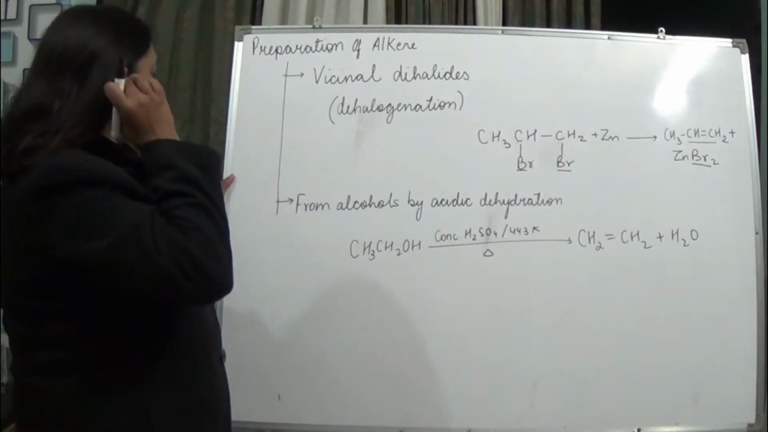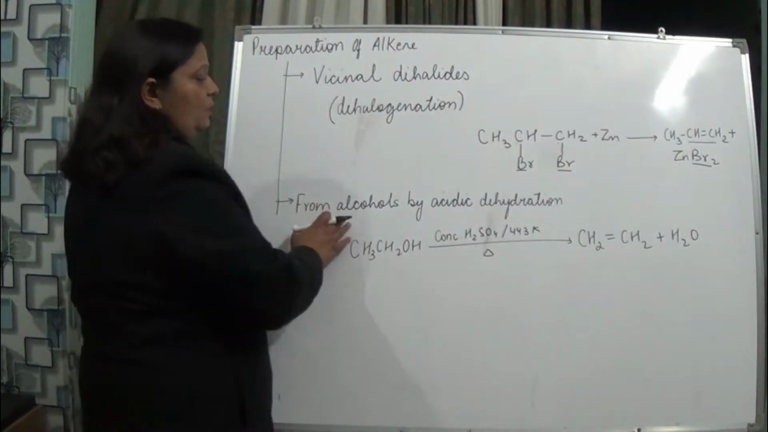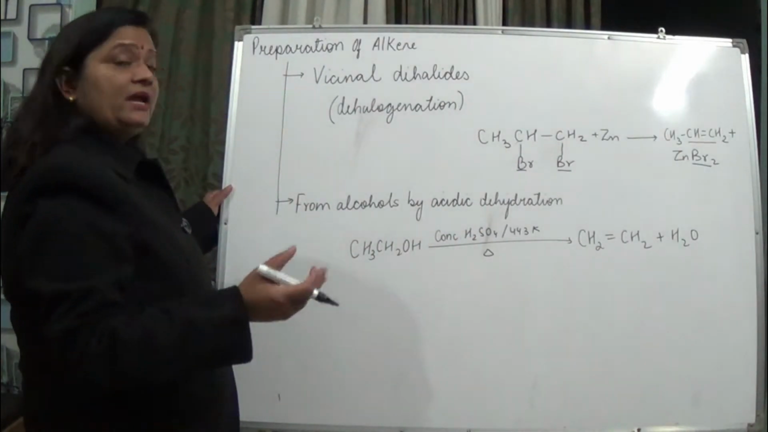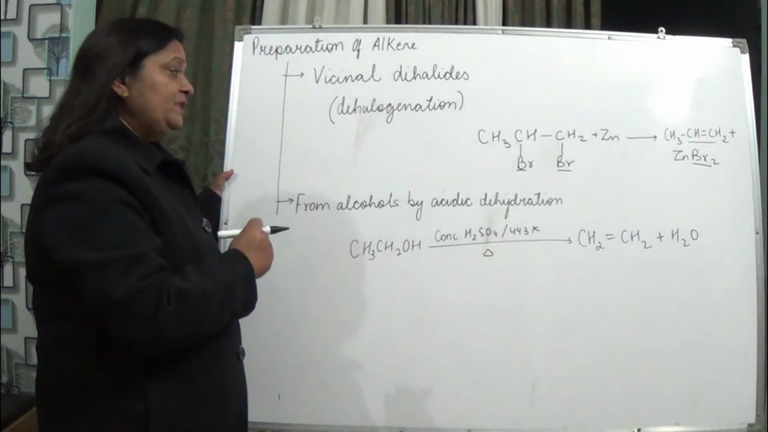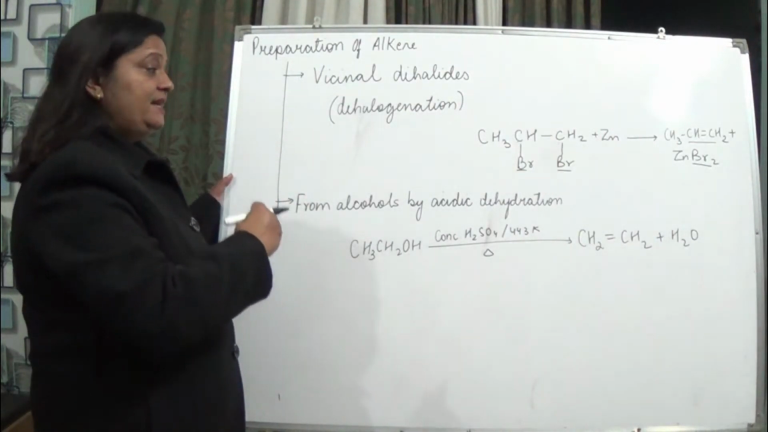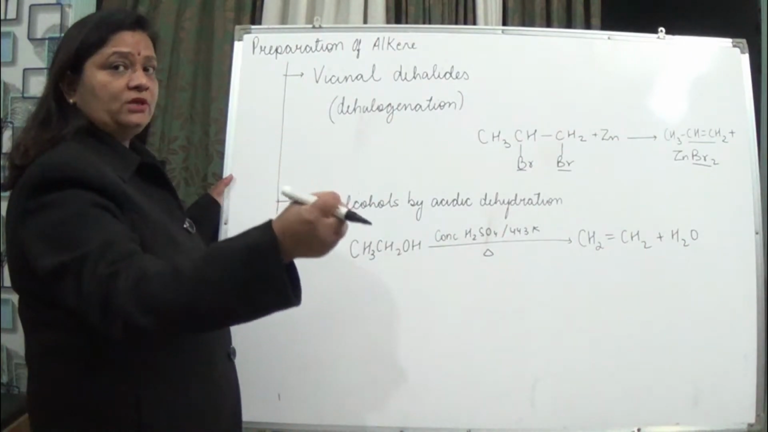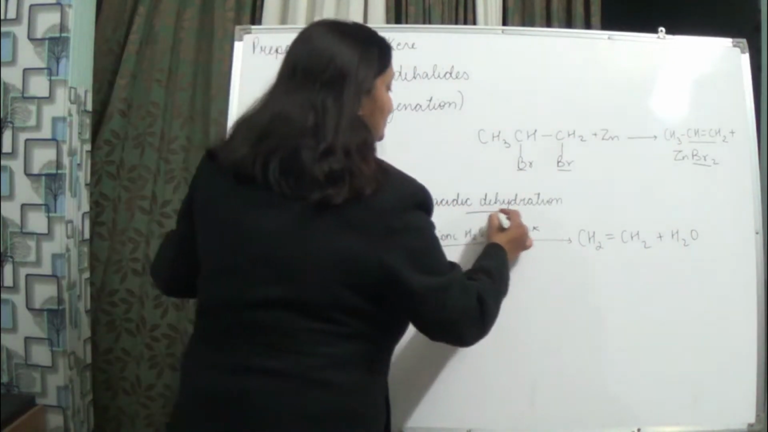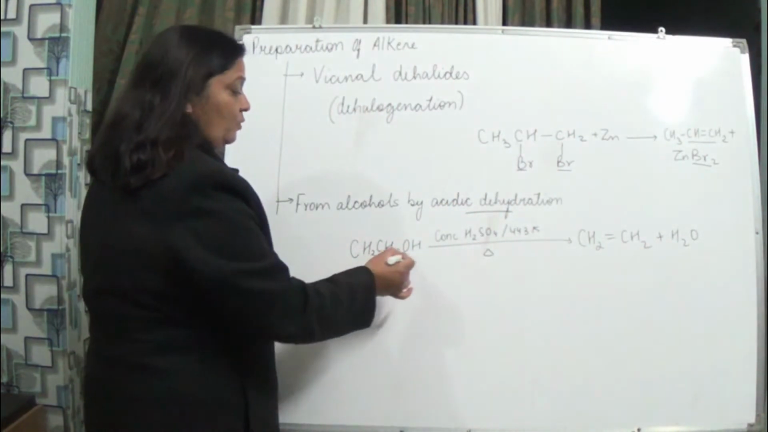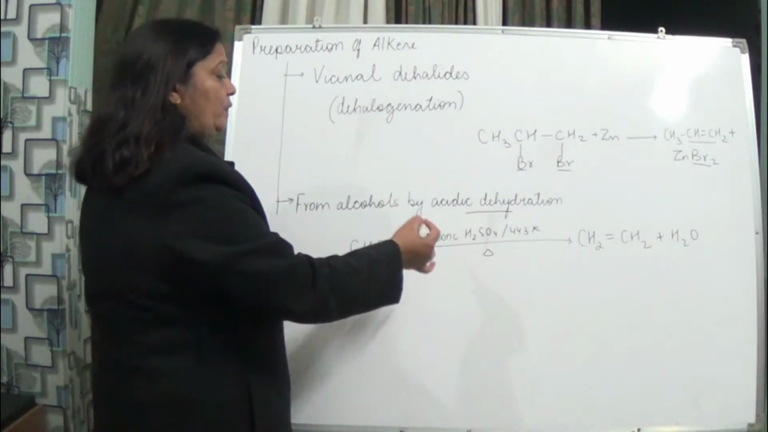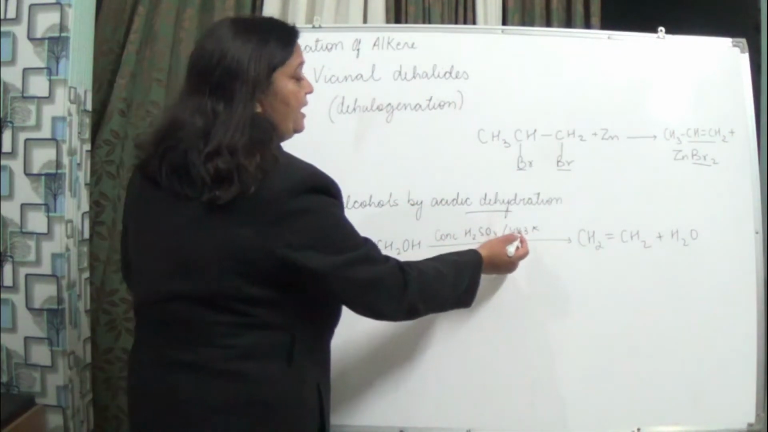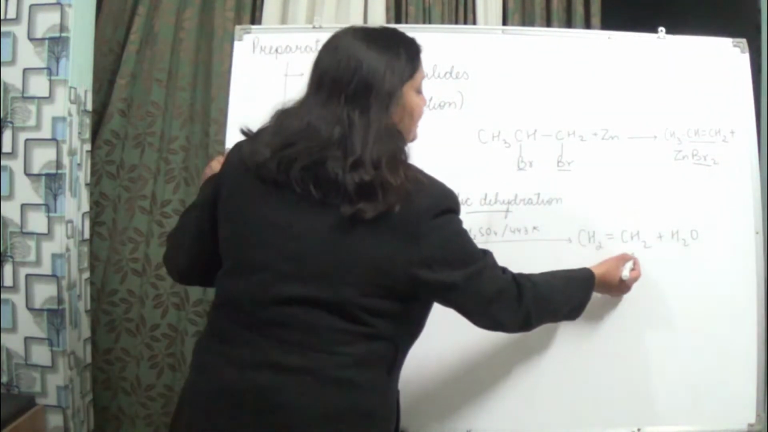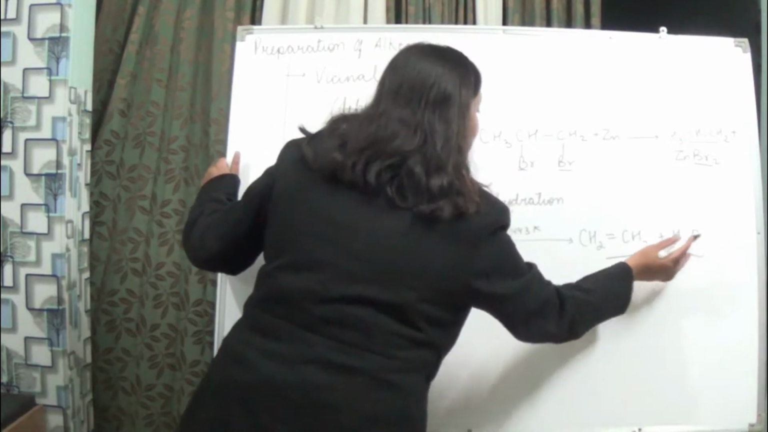Next, alkenes can also be prepared from alcohols by acidic dehydration. What is this acidic dehydration? Here we will be using acid, and as a result the alkene will be formed, and water is also released. So this is acidic dehydration. We can see here we have taken ethyl alcohol and added concentrated sulfuric acid, heated at a temperature of 443 Kelvin. We are getting an alkene, and water has been released.